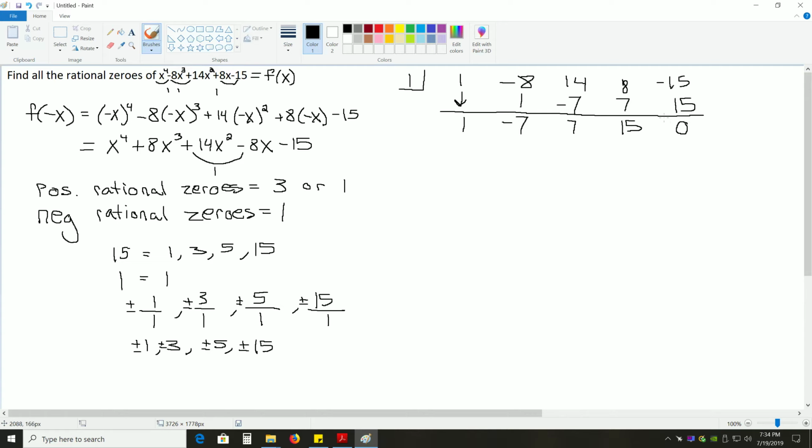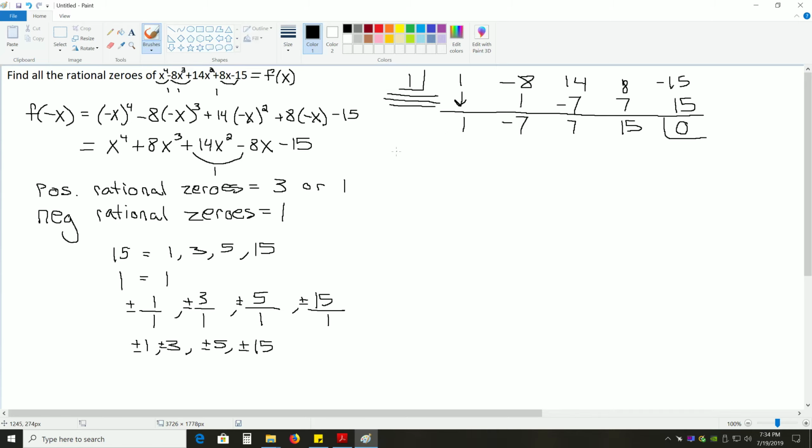Since the remainder is 0, that means the factor theorem applies, meaning x equals 1 is a factor. So this is one of our answers. We found one of our positive rational zeros. It's x equals 1. So we'll circle this for the end so we remember where it is. And in fact, we shouldn't really circle it. We'll just underline it to know to come back to it, as it's not one of our final answers as of yet.